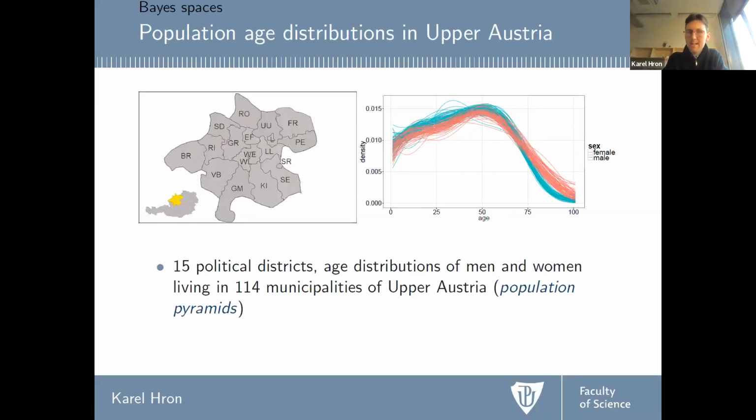So I will start with an empirical example. Here we considered age distributions of men and women living in 114 municipalities of Upper Austria. They can be represented as histogram data, as so-called population pyramids, but essentially these data are continuous. So finally, these distributions can be represented as probability density functions. You can see the data for both females and males. In particular, it seems that there is quite a variability in the left tail, a bit less variability in the right tail, which somehow reflects the initial view on density data we all know.